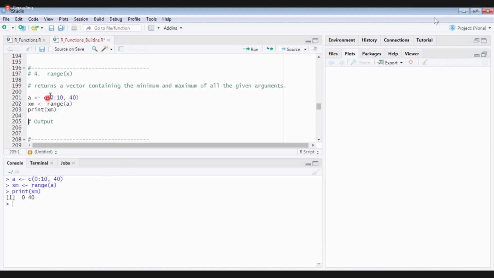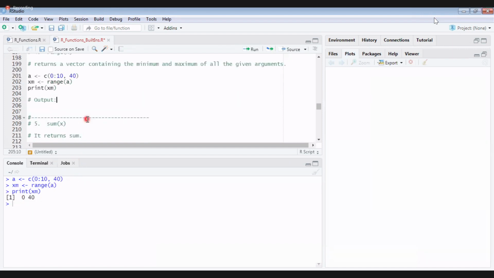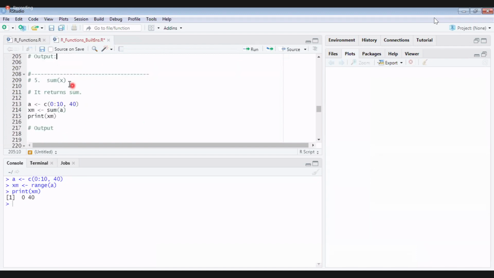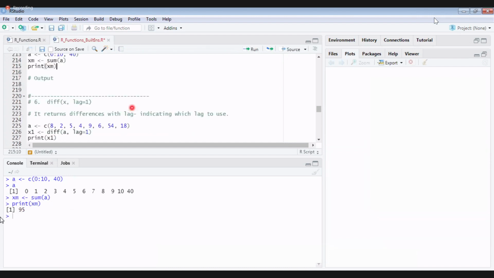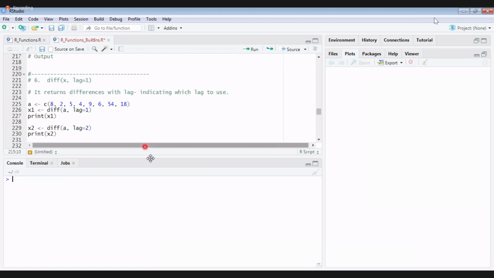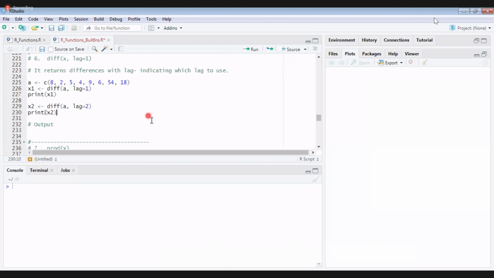The minimum is 0 and the maximum value is 40, so it returns both. Likewise, sum will return the sum of the complete data. So this is my A, and this is my result, 95. What is 95? 95 is 0 plus 1 plus 2 up to 10 plus 40. Good. So next we'll find the difference.